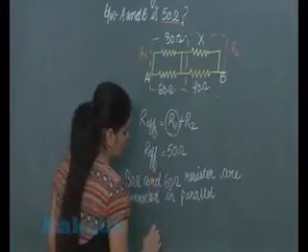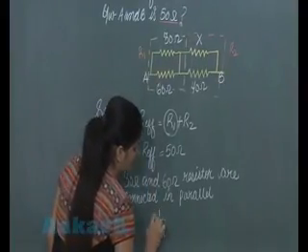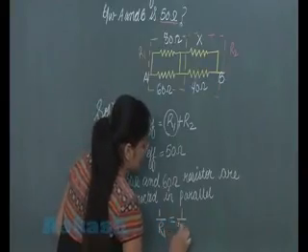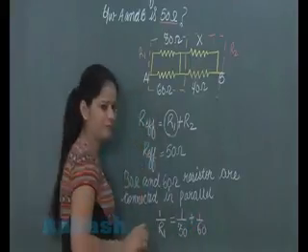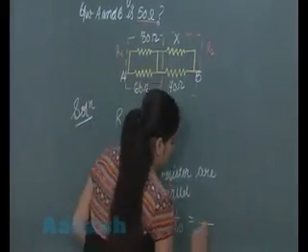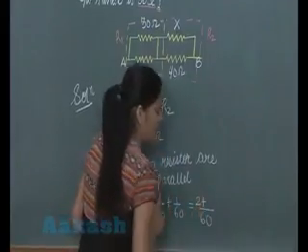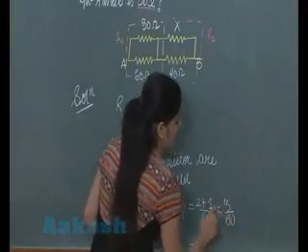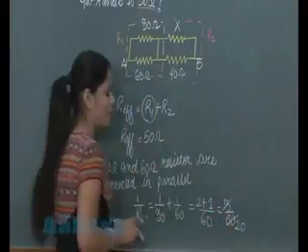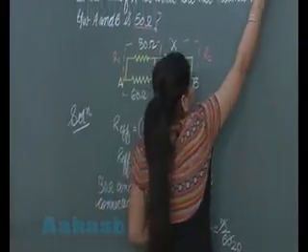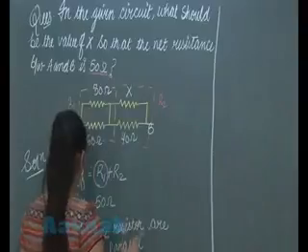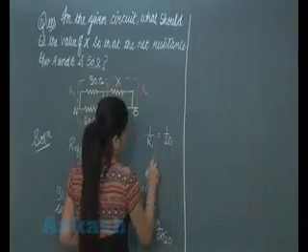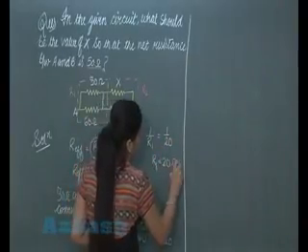Therefore student, this 1 upon R1 is given by 1 by 30 plus 1 by 60. We take the LCM, it will be 60, and in the numerator we get 2 plus 1, which is 3 by 60, and student, it will come out to be 1 by 20. So student, from here we can see that this 1 by R1 is 1 by 20. So R1 is equal to 20 ohm.